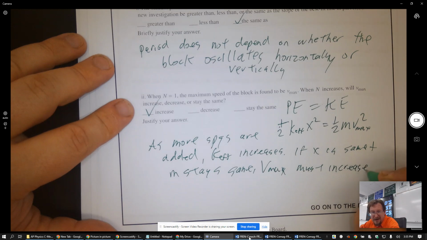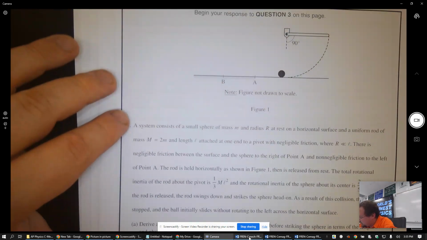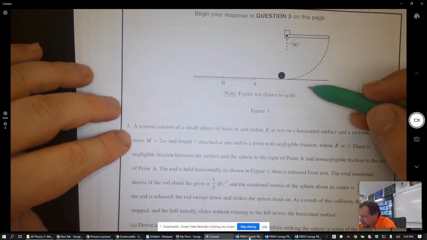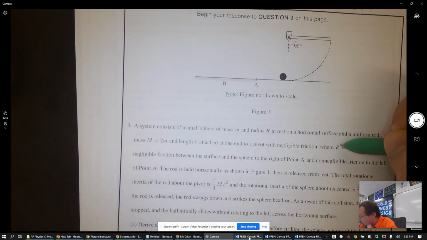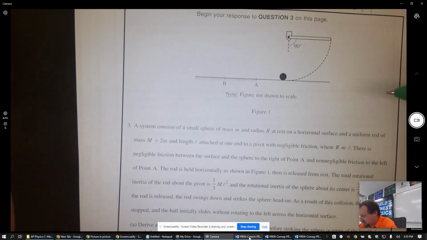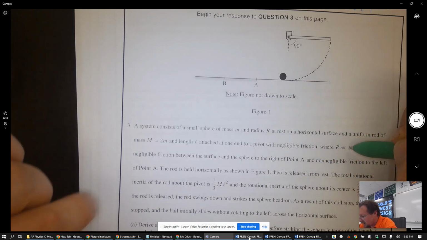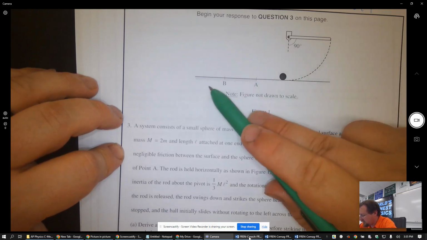I'm not even done with this yet. I've got 2 more number 3s to go. All right, the system has a small sphere on a horizontal surface. We got this rod, mass 2m, length L, attached to the pivot. What's the R? The radius of this thing is way less than the length of the rod. There's no friction between the surface and the sphere.